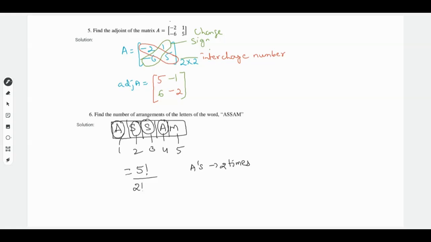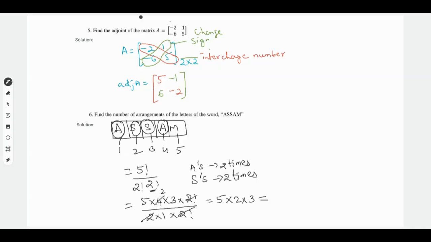Then S is 2 times, so we will divide it by 2 factorial. That will be 5 into 4 into 3 factorial, writing in reverse order, stopping at 2 factorial, over 2 into 1 into 2 factorial. The 2 factorial cancels. 2 ones are 2, 2 twos are 4. So it will be 5 into 2 into 3. 5 twos are 10, into 3 is 30. So we can arrange ASSAM in 30 different ways.